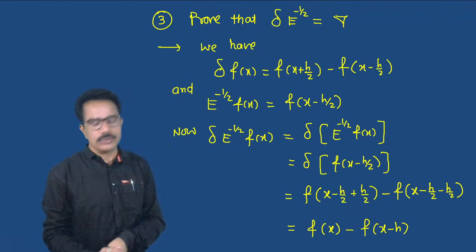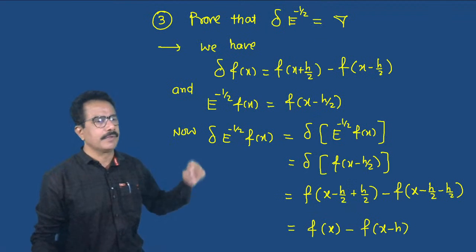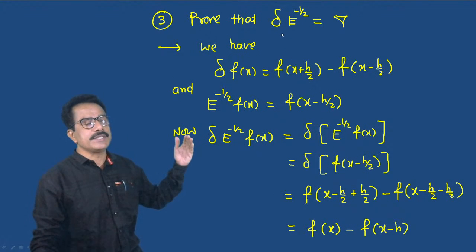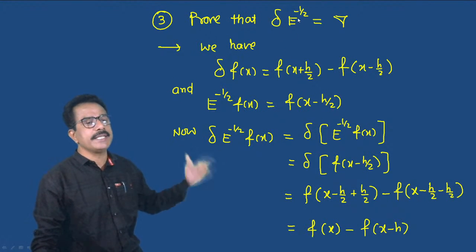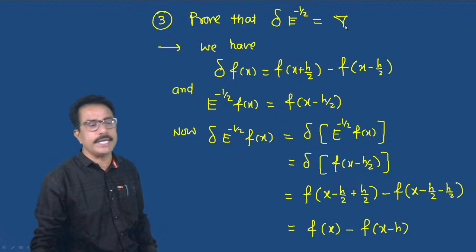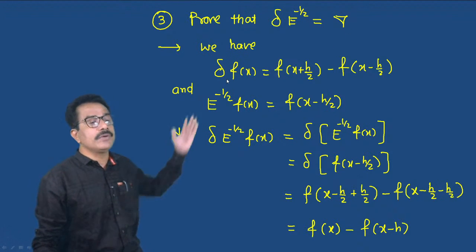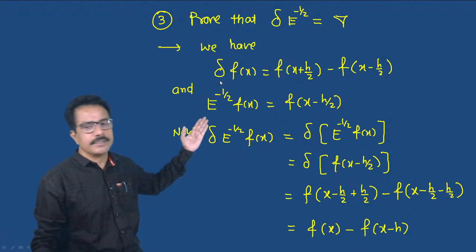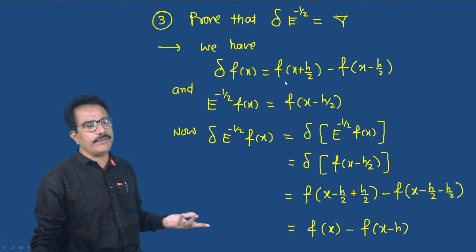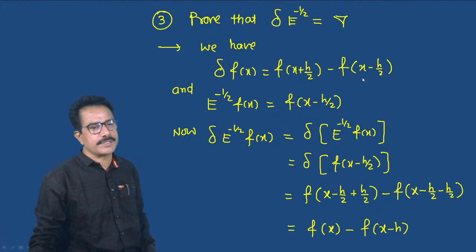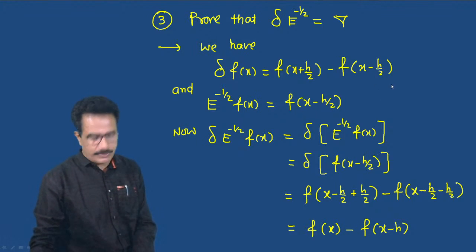Now we shall prove the second relation: small delta e raised to 1 by 2 is equal to del. Now we know that according to the definition, delta f of x is equal to f of x plus h by 2 minus f of x minus h by 2. So this is 1.